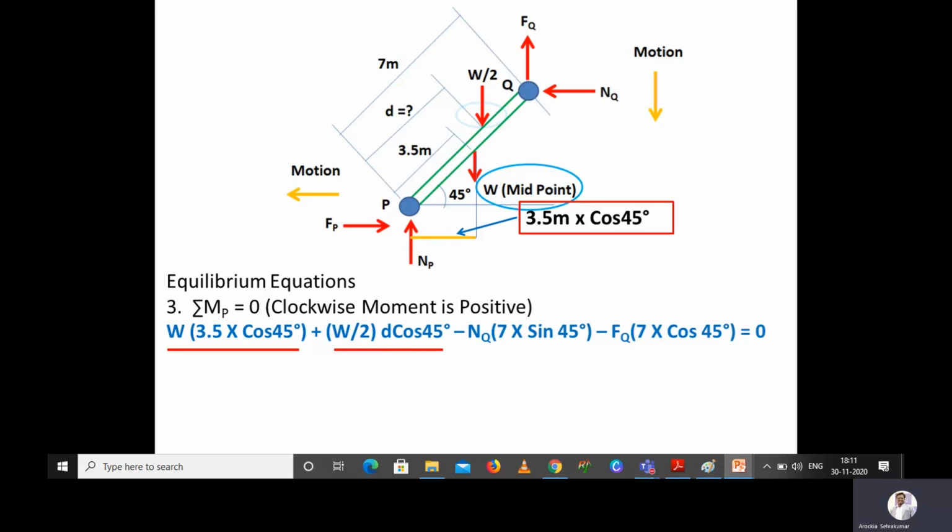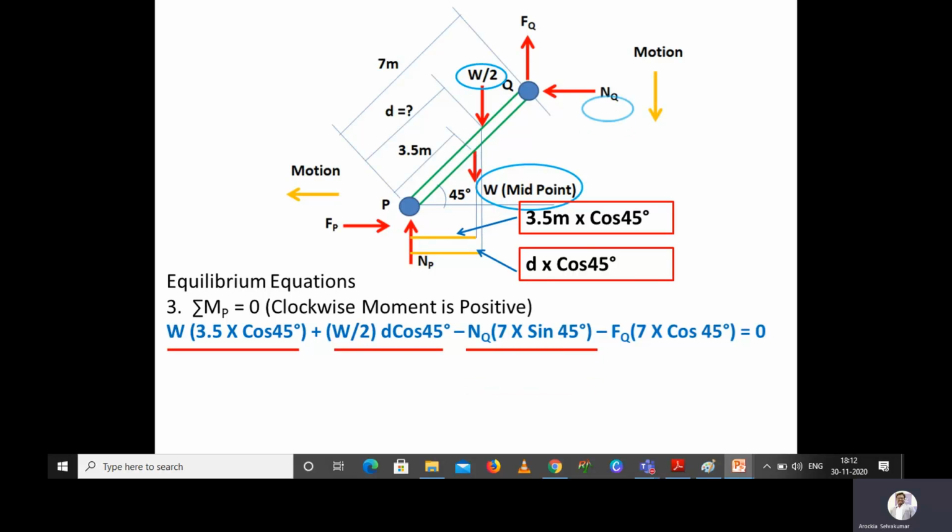The next one is the man's weight, that is W by 2. As before, this distance will give the perpendicular distance with respect to point P for the force W by 2. So this distance is D multiplied with cos 45. This 45 degree is nothing but the inclination of the ladder with respect to the horizontal. So that will give the perpendicular distance for the force W by 2 with respect to P, that is D into cos 45 degree. That is substituted in the equation.